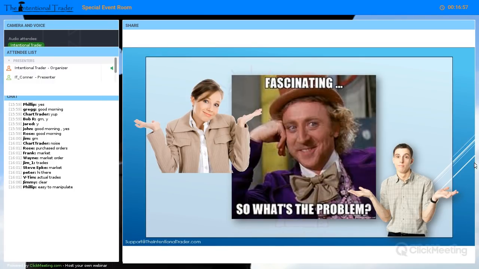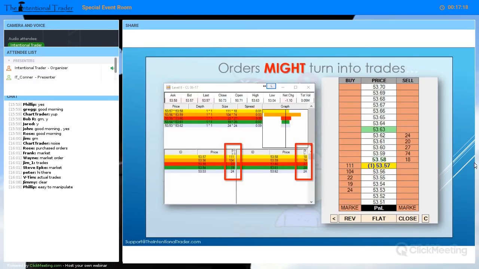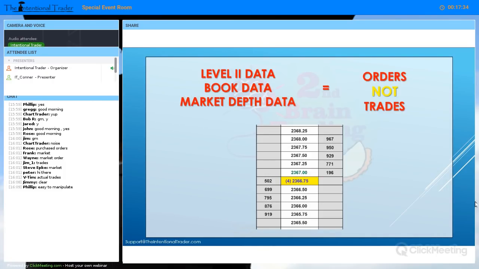The problem is orders. Orders, not trades. Trades are what really give us the best information. Orders can be played with. They're easy to manipulate, right? And they're constantly changing and being updated, and they may or may not happen. So you see here that the numbers on the left are orders. All of these are orders that might turn into trades, and they might not. And here's how they do it.